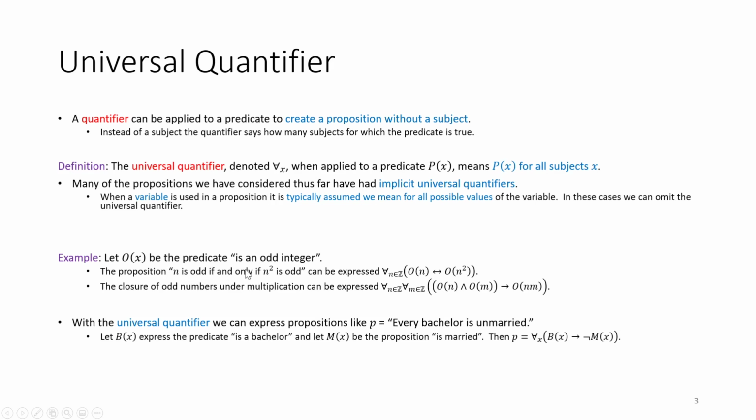n is odd if and only if n squared is odd. That's sort of the codification, if you will, of this more natural language sentence using the predicate O of x is an odd integer and this universal quantifier. It's saying for all of the integers, if the integer is odd, then if you square it, it's also odd. Is that true? Or is it false?